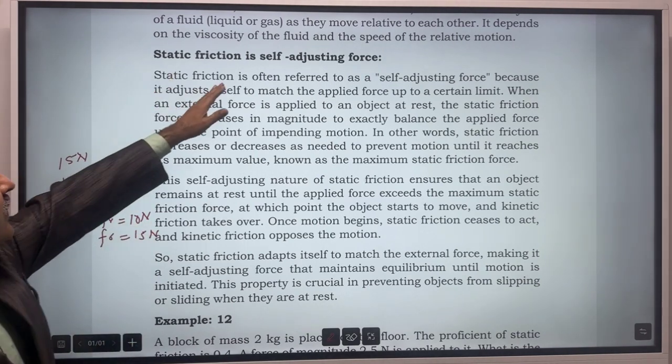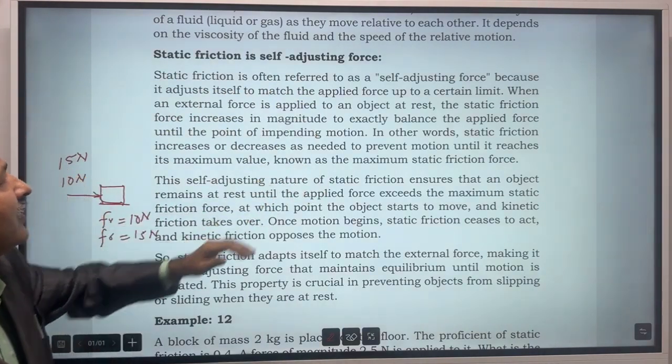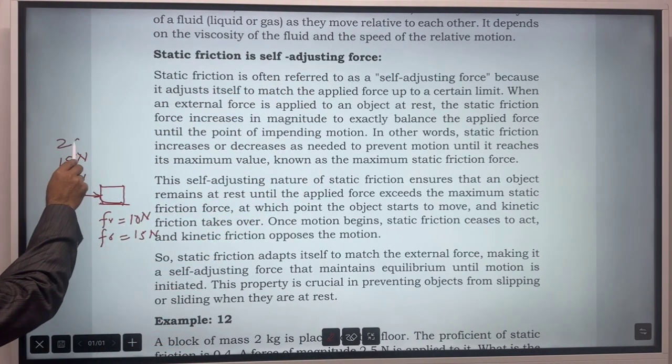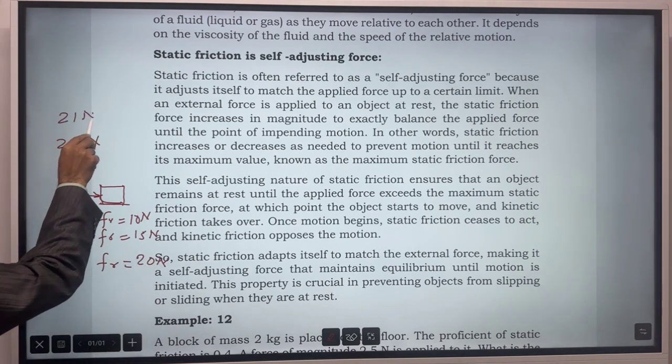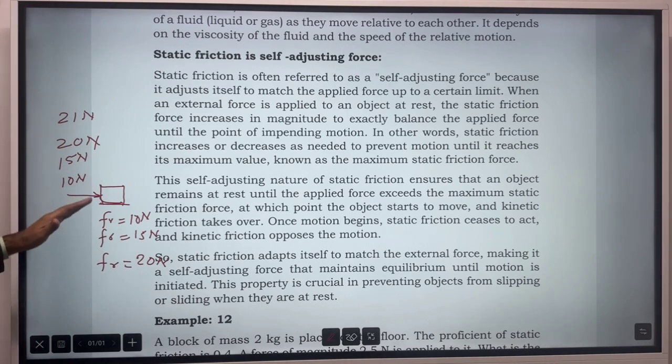Here the term is static friction is self-adjusting force. Suppose you apply 20 Newton force, still body does not move. It means friction is 20 Newton. Now suppose force is 21 Newton and body starts moving, then you can say that this is the limit of static friction. So this is called limiting friction. Limiting friction means highest value of static friction.